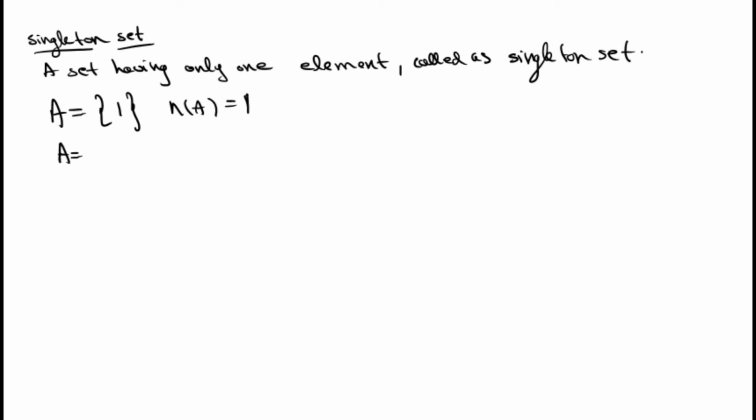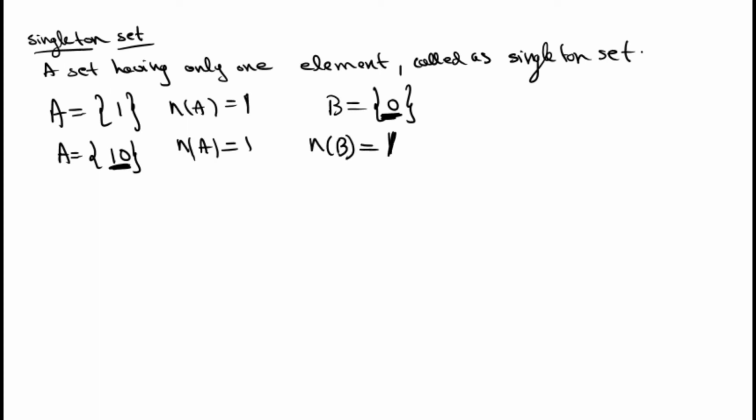Or A is equal to, suppose I am taking 10. How many elements can you see? Here you can see only one element, right? Here I'll write n of A equal to 1. So whenever the number of elements of the set A is equal to 1, we call it a singleton set. Or take set B is equal to like this. How many elements are there? Here one element is there, that is 0. Here you can write n of B is equal to 1, right? So it is an example for singleton set.